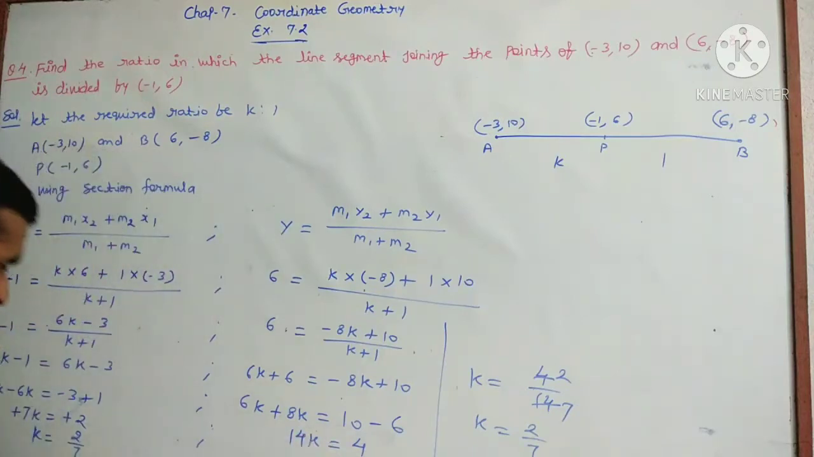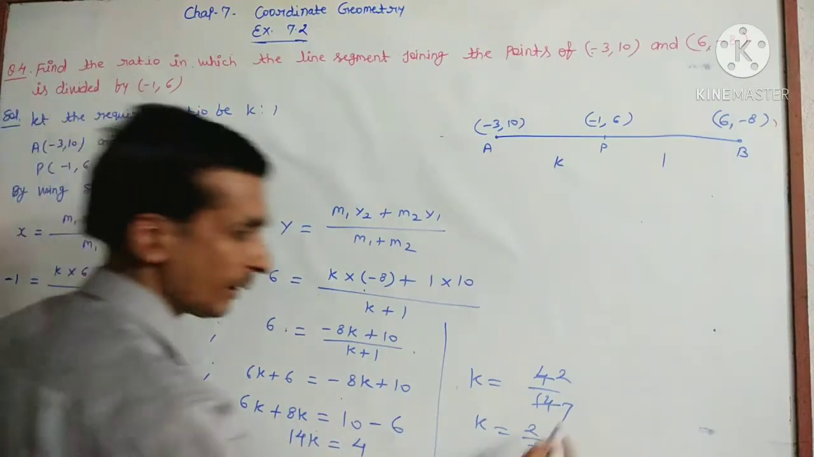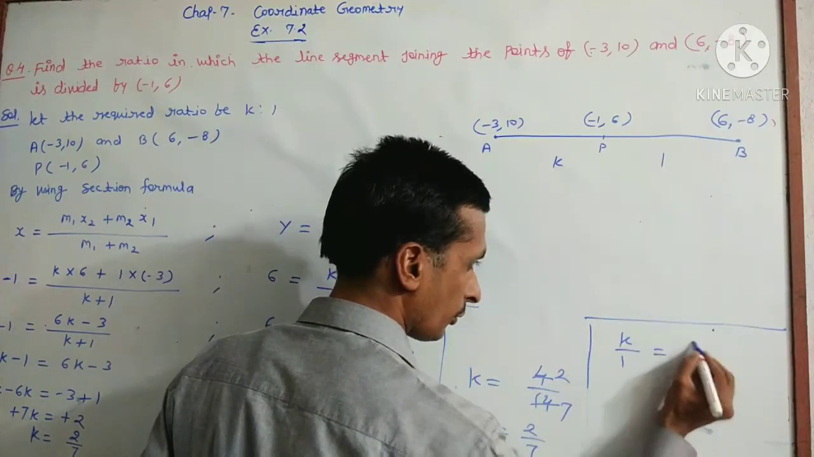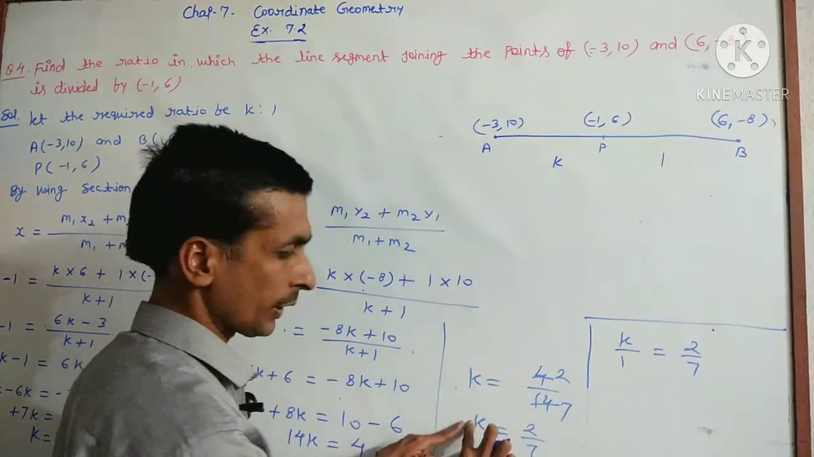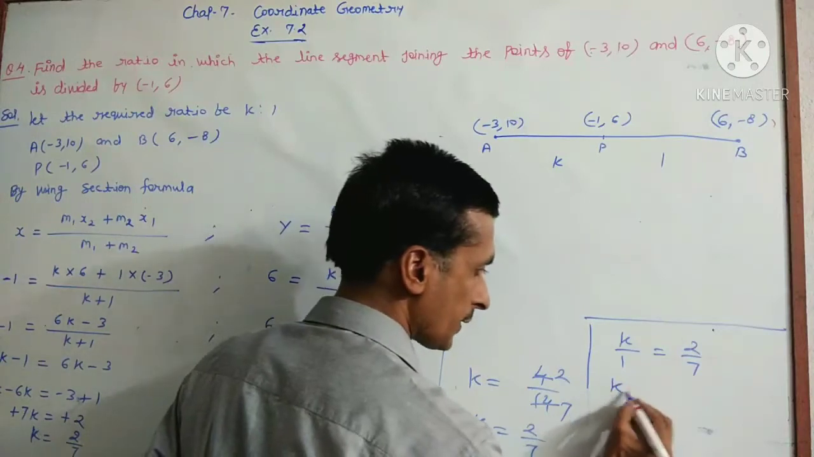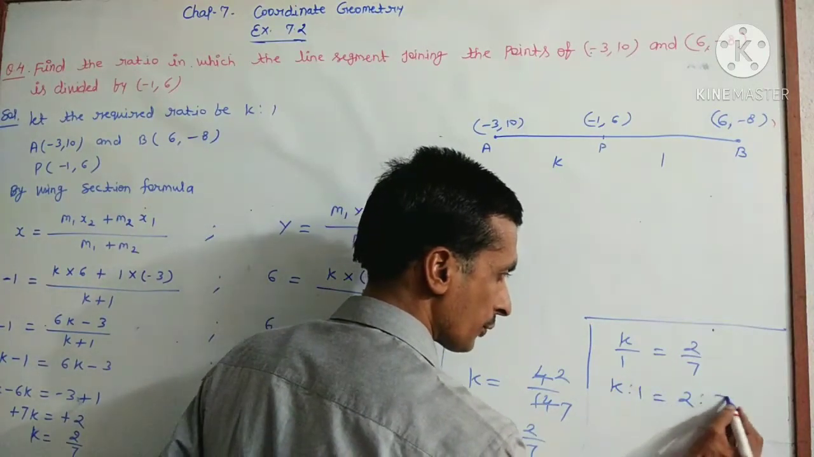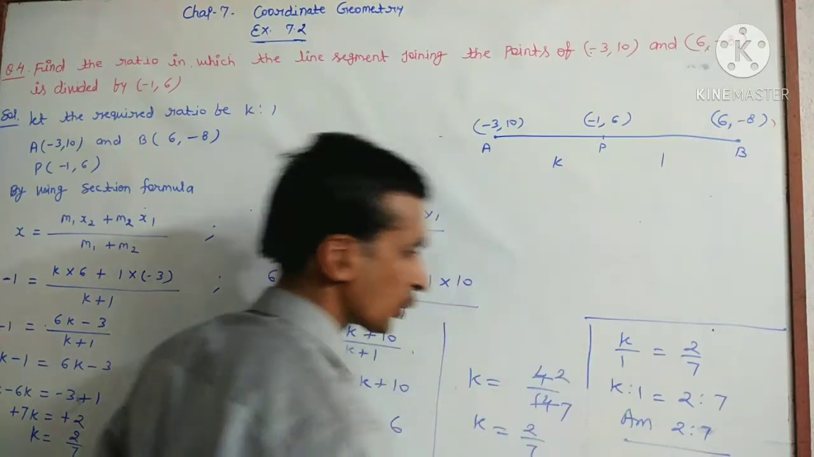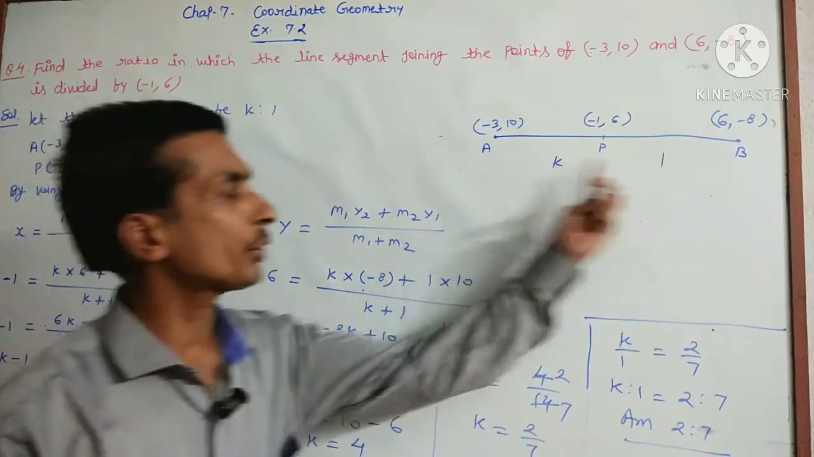So now you can write that both values are the same, 2 upon 7. How to write? k upon 1 we can write as 2 upon 7, so that means k ratio 1 equals 2 ratio 7. So your answer is 2 ratio 7. The ratio here is 2 : 7.